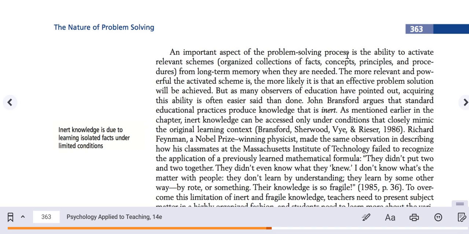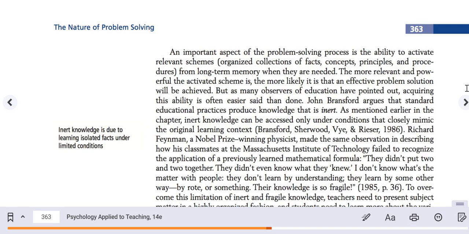John Bransford argues that standard educational practices produce knowledge that is inert. As mentioned earlier in the chapter, inert knowledge can be accessed only under conditions that closely mimic the original learning context. Richard Feynman, a Nobel Prize-winning physicist, made the same observation in describing how his classmates at the Massachusetts Institute of Technology failed to recognize the application of a previously learned mathematical formula.